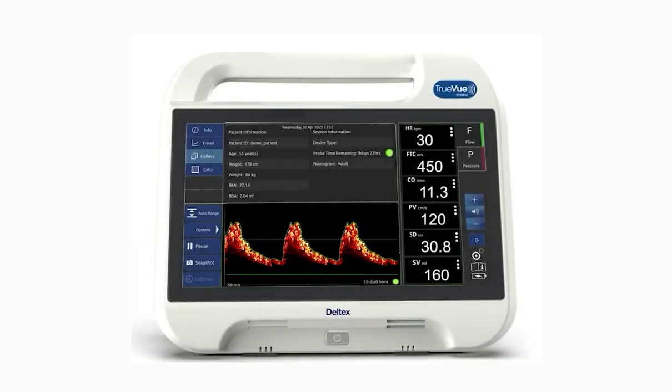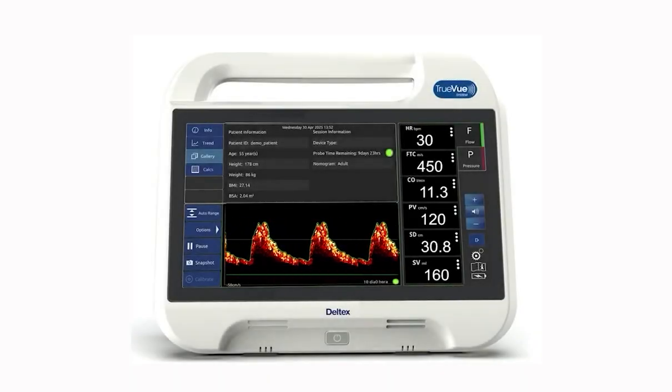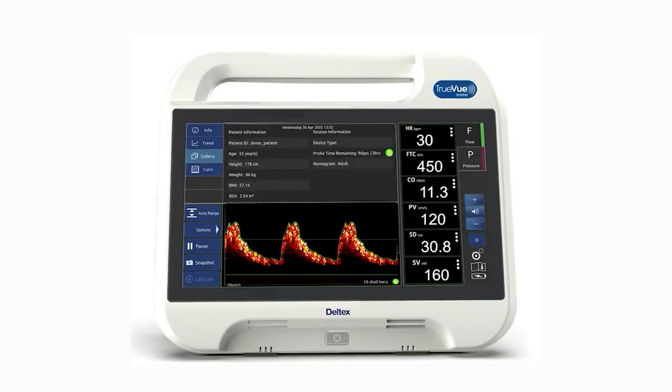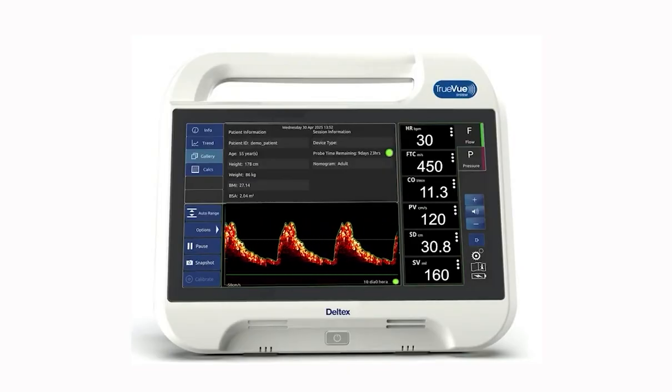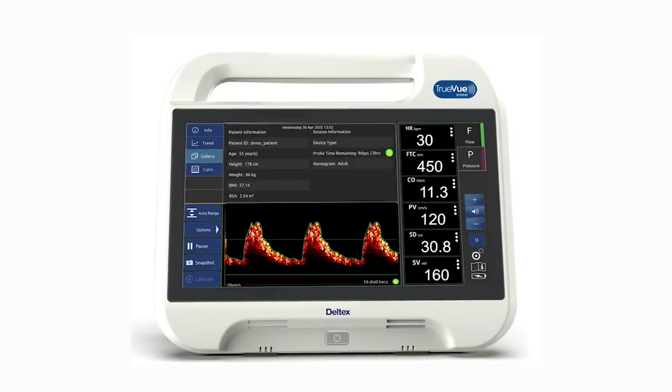Celiac axis signal indicates the probe is too low. The waveform is wide and diastolic flow tapers down to baseline. This signal will give improbable results.